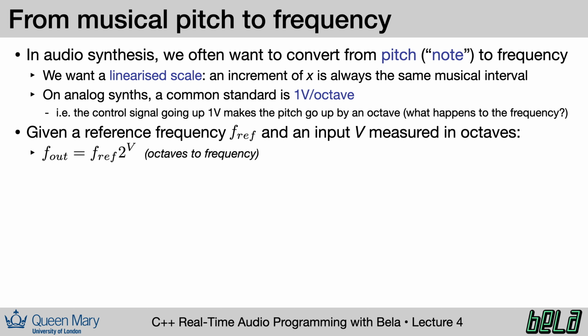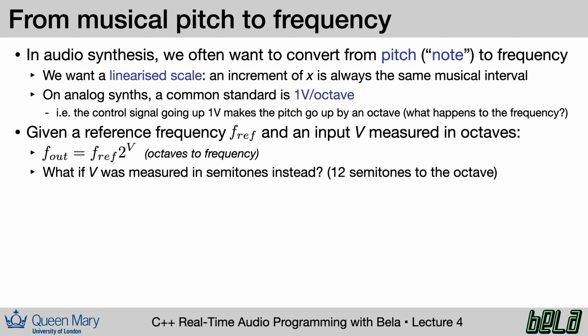What that means mathematically is that given a reference frequency, fref, and an input V, which is measured in octaves, then we can calculate the output frequency based on this formula, fref times 2 to the power of V. So for example, if the reference frequency was 100 Hertz and we wanted to go up 2 octaves from that, we would have 100 times 2 to the power of 2, which is 100 times 4, which is 400 Hertz. That's 2 octaves higher than 100 Hertz.